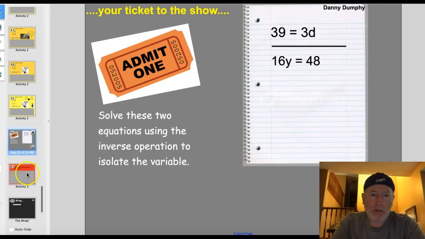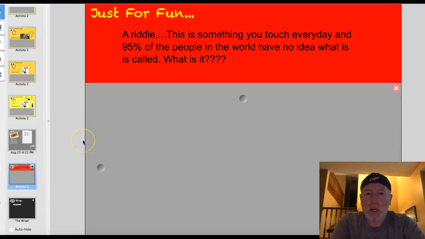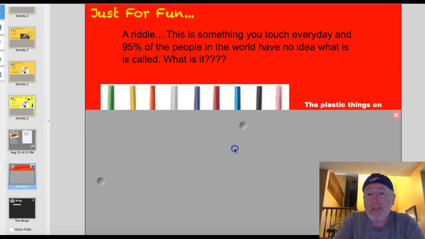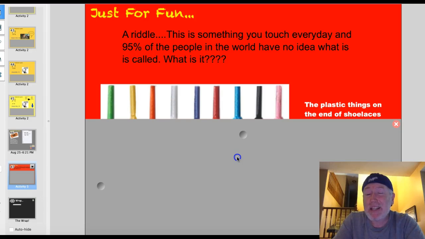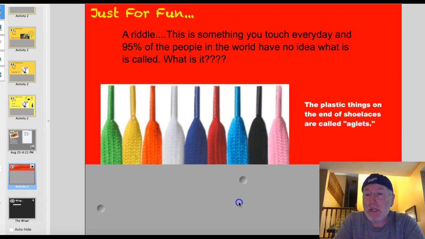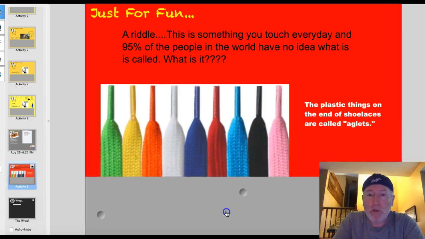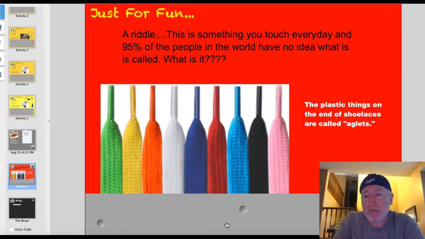Okay, the answer to the trivia question. What is something you touch every day and 95% of the people in the world have no idea what it is? See if you can guess. That little thing on the end of your shoelaces? Aglets. It's kind of a cool thing. Just go up to your parents and say, hey, I need some new shoestrings. I broke my aglets. They'll be like, what? Is that a bone in your foot? Nah, it's that little plastic thing on the end of the shoelace.